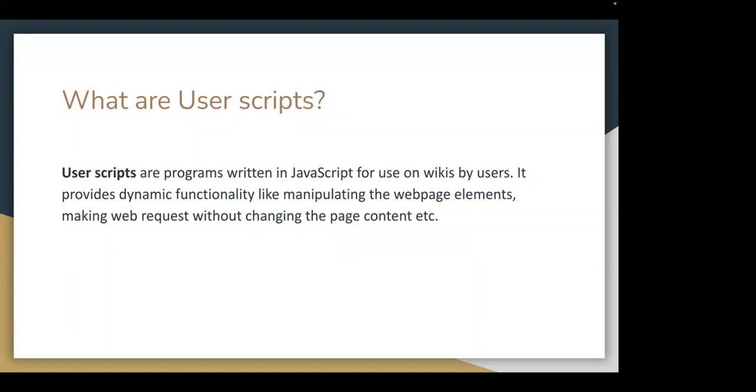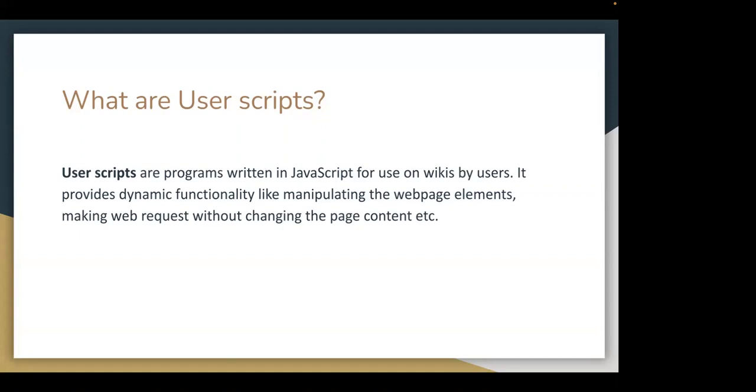So firstly, we need to know what is JavaScript, what is a user script. User scripts are just programs written in JavaScript for use on the wiki by a user. A user script is nothing but snippets, pieces of code written in JavaScript, that a user can put in their page and activate a few things, like dynamic functionality. If you know, after the HTML and CSS load, only JavaScript is allowed to do manipulation on the HTML tags in the web.